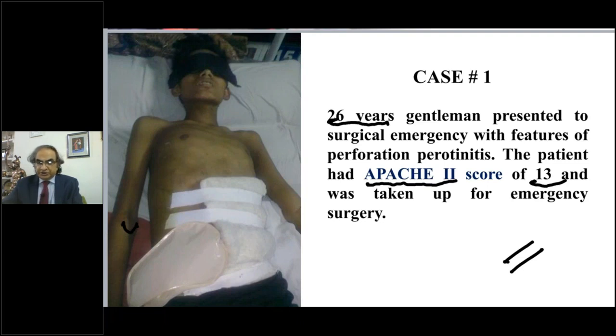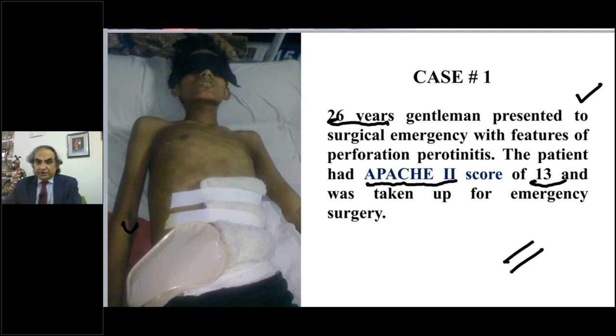Now, what did she mention here and what is written? The age of the patient becomes important. It's not enough to say, I have a case of perforation peritonitis. That would be a very suboptimal way of presenting. The case has features of perforation peritonitis, but the important thing is the score, the APACHE II score. What does that do? It automatically tells me how good the patient's general condition is.